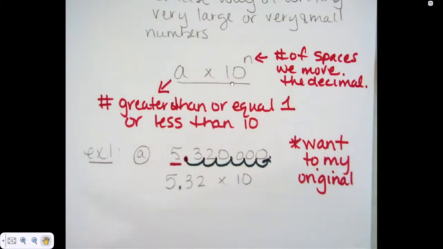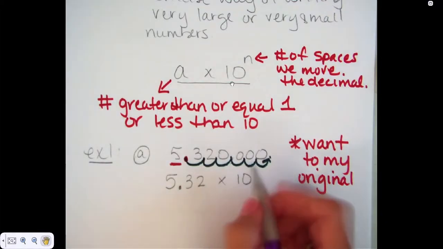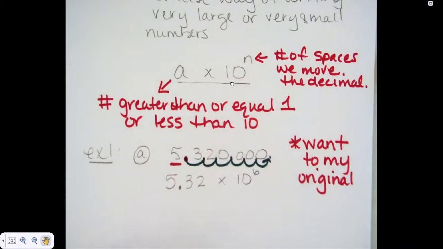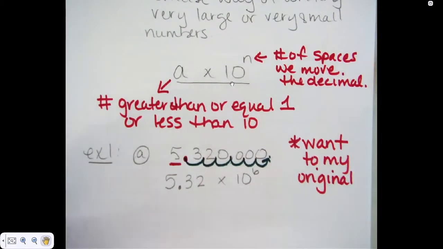Well, think of a number line. What numbers are to the right of 0 on a number line? Positive. Therefore, it's going to be a positive 6. So let's try this one.